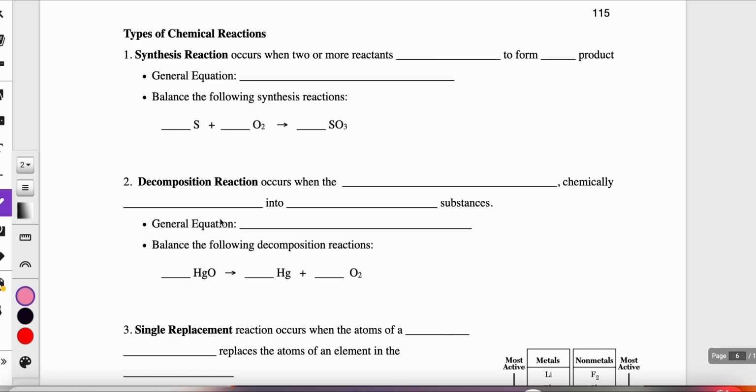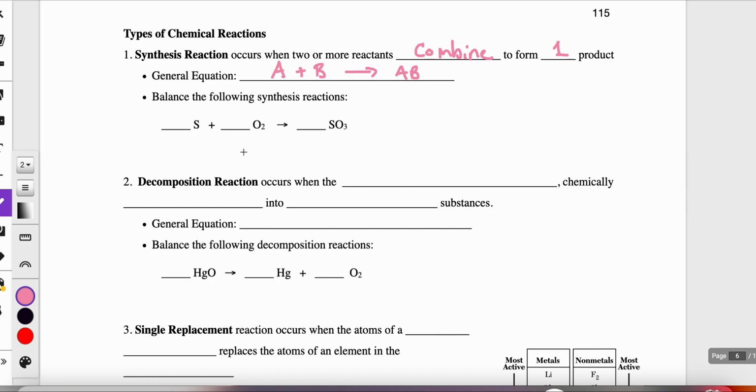The first type of reaction we're going to look at is what was referred to as a synthesis reaction. This occurs when two or more reactants combine in order to form one product. If you take a look in a textbook, more than likely the general reaction would be represented as substance A reacts with substance B to form substance AB. And notice that there's only one chemical formula on the right-hand side of the reaction.